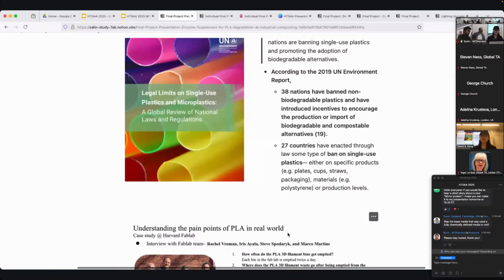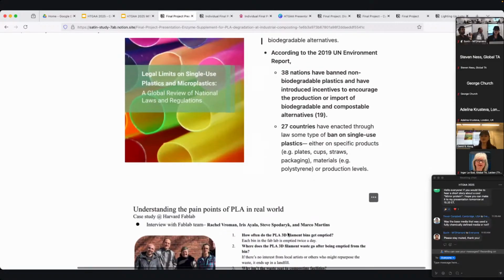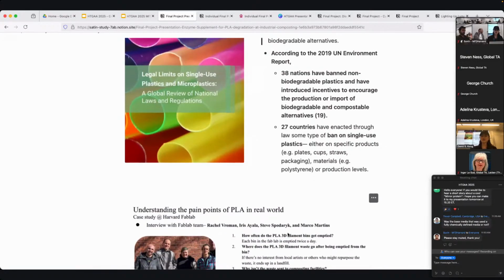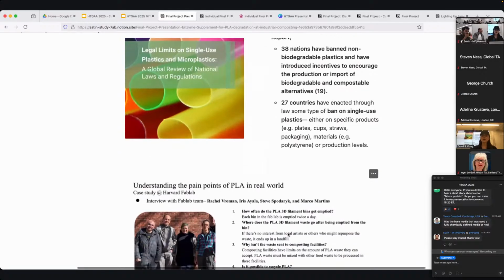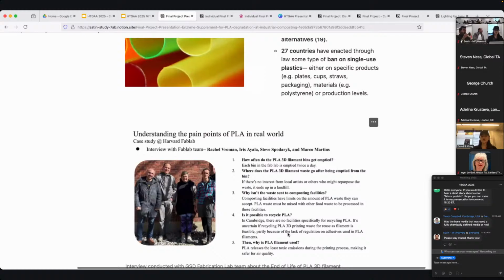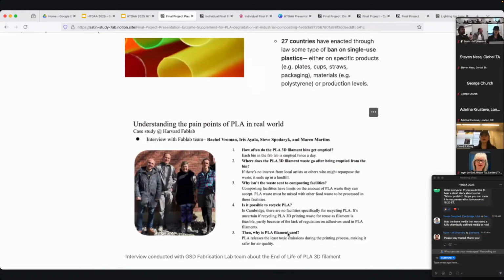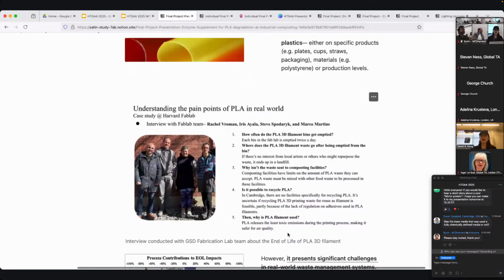Knowing that there will be huge volumes of plastic waste in the future, I was really curious whether the existing waste management system can handle this volume of waste. In my previous research project, I had the opportunity to talk with the Harvard fabrication team about the real pain points of the waste. They said that PLA waste, even if you put it in the compost bin, often ends up in the landfill because the industrial composting facility cannot handle the increasing volumes.